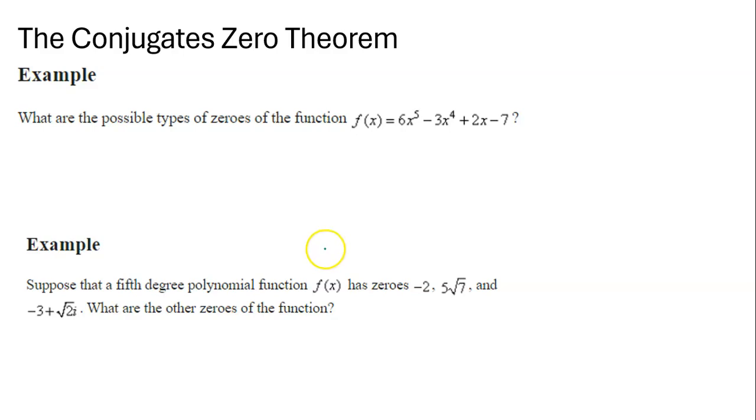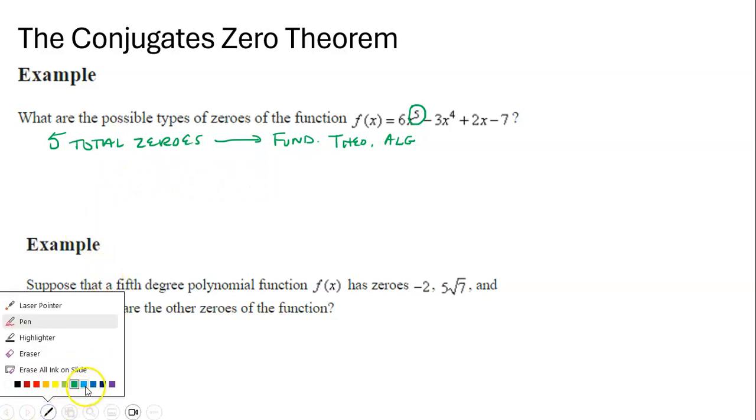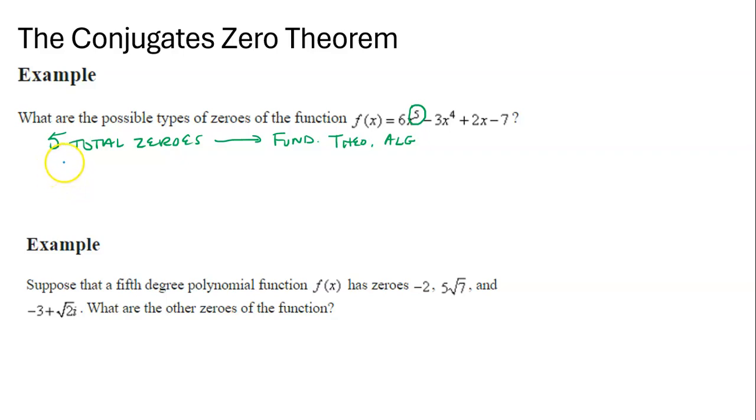So what are the possible zeros of the function? I know that there's going to be 5 total zeros. We know that from the fundamental theorem of algebra, which was on the last page, I think. Now here's what we did not know, or maybe we did, that the conjugate zero theorem tells us that complex zeros occur in pairs. Okay, that's the conjugate theorem.